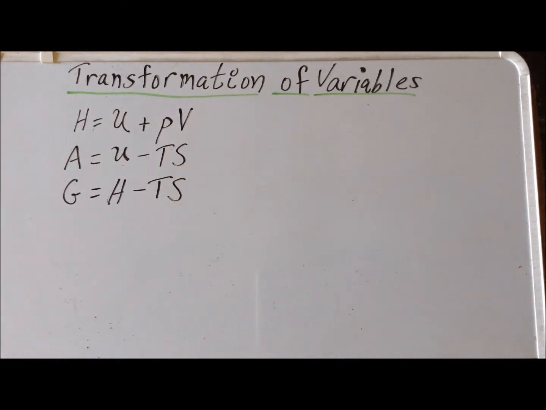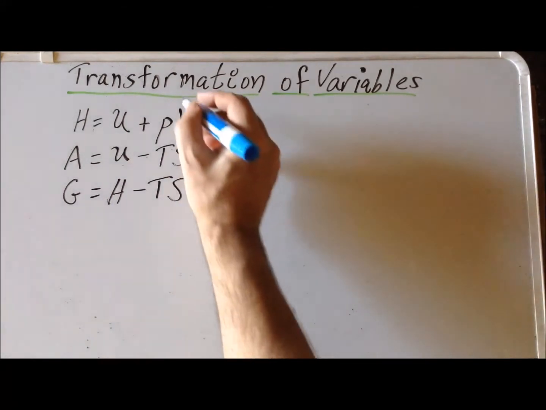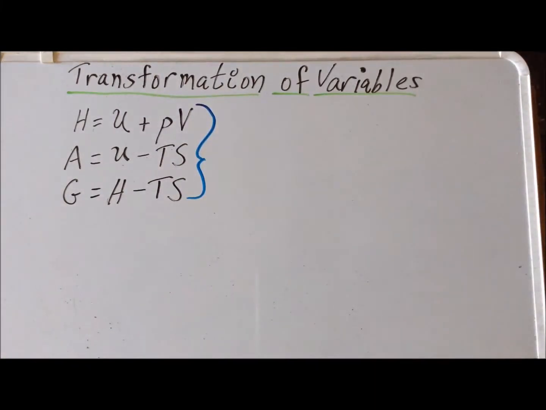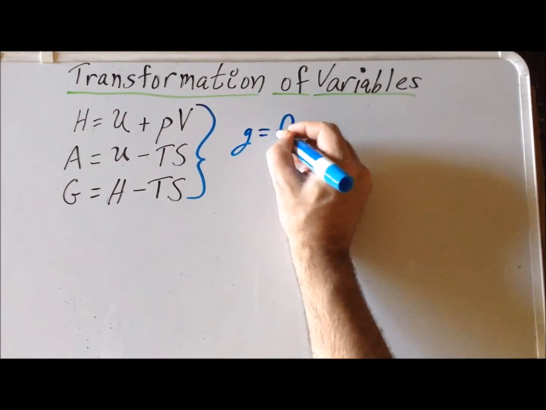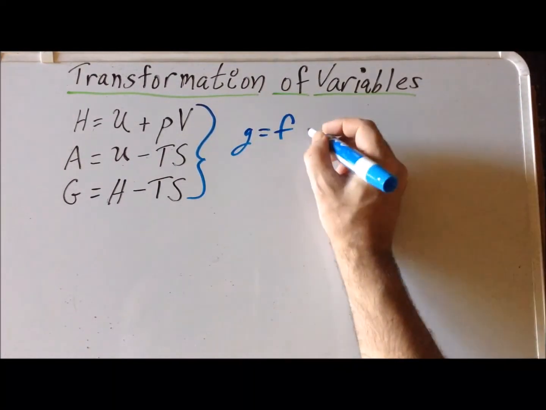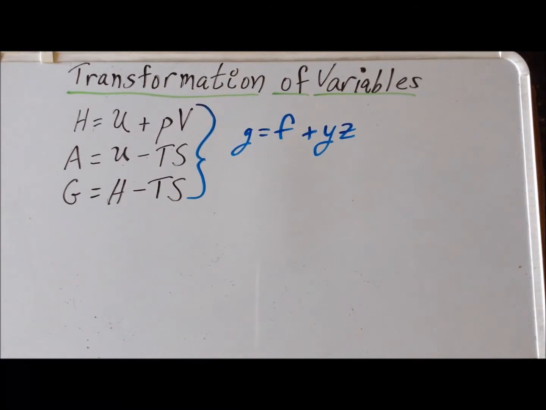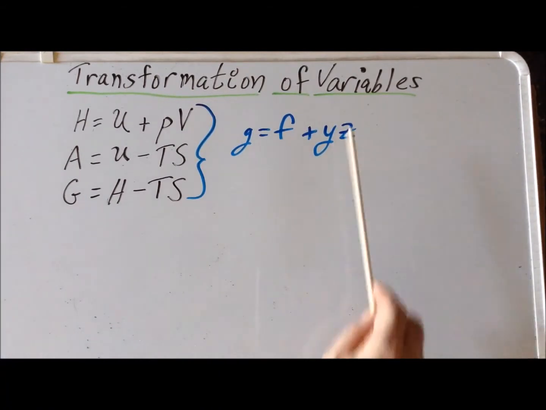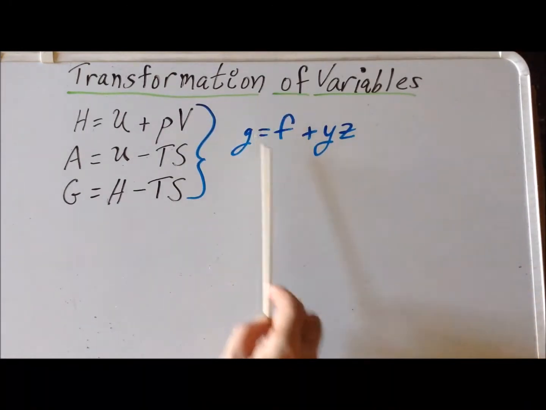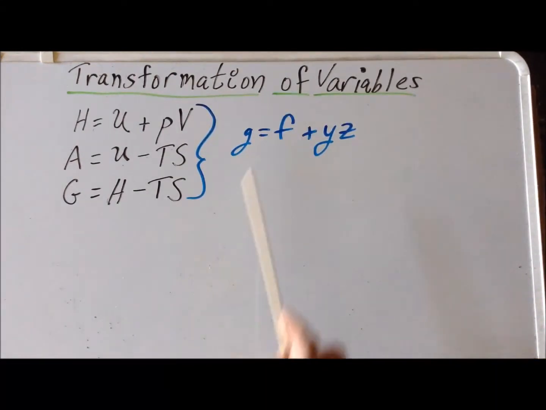In the third case, for the Gibbs free energy, we have the enthalpy H, and we subtract from that the product of the entropy and the temperature. We notice a common pattern here, and this suggests the idea that we can think of a thermodynamic function g as being formed from another function f to which we add the product of a variable y and the variable z. So ultimately we can think of this type of transformation as a way of going from a function f of x and y to a function g, which is a function of x and z.